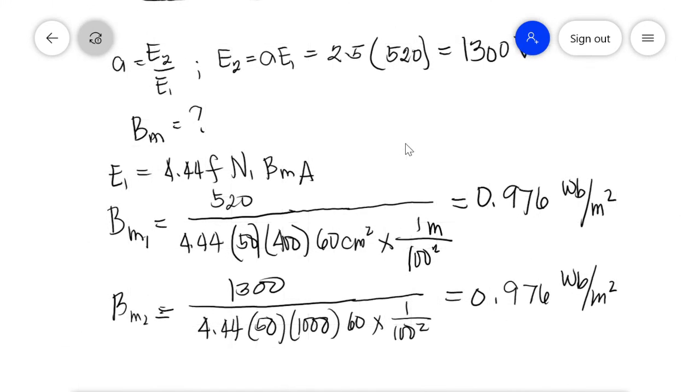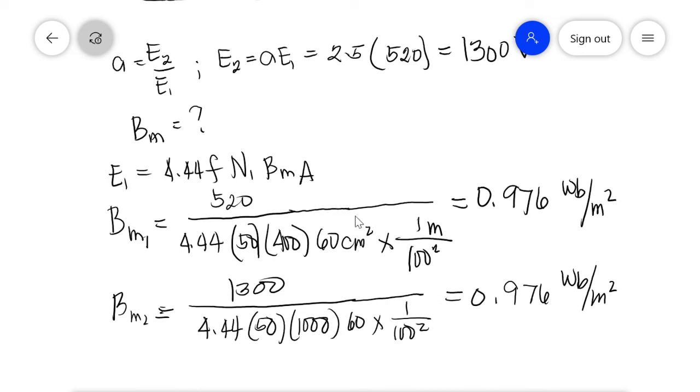So let's try E1. E1 is equal to 4.44 multiplied by the frequency. The frequency at primary and secondary are the same. Multiplied by the number of turns N1 times Bm times the area. So Bm1 at primary is equal to E1, 520, divided by 4.44 times 50 times 400 turns. 50 is the frequency, times the area, 60 square centimeter.